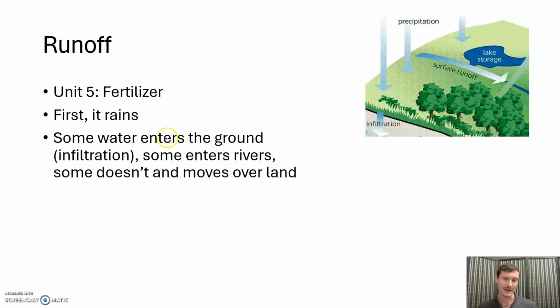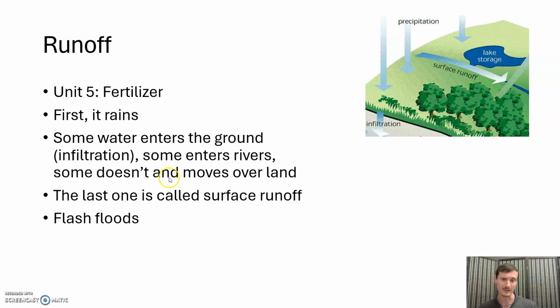Rain falls, water enters the ground, right? Some of it infiltrates down to the ground, some of it enters rivers, but some of it doesn't do either of those and just moves over the land, not in river form. That is your surface runoff, right?